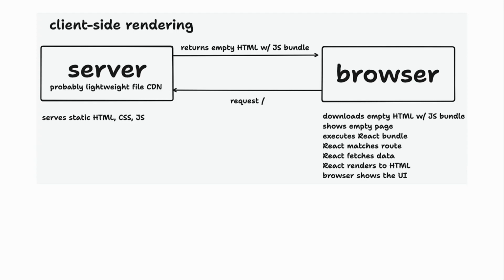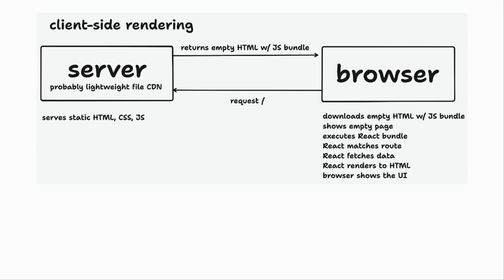And so this CDN will probably be in Germany, in Vienna, in Budapest and stuff, because it's so lightweight. It can be all over the world, and it will respond very quickly to your requests. So the browser requests the index page, for example, and the server will just return HTML, CSS, and JavaScript. Then the browser does all the work and all the logic for rendering.